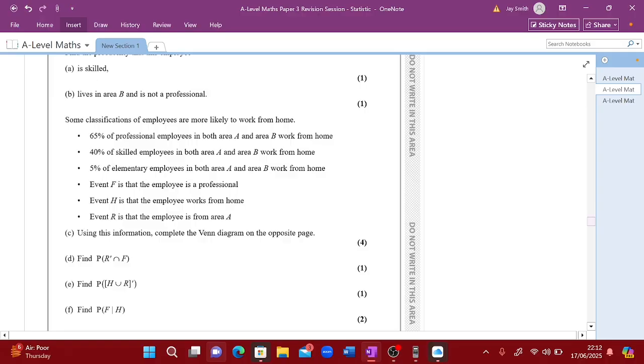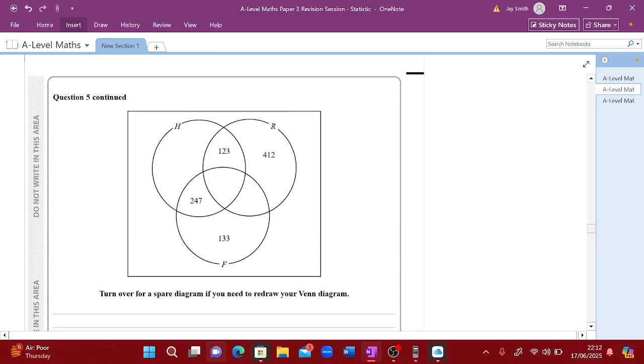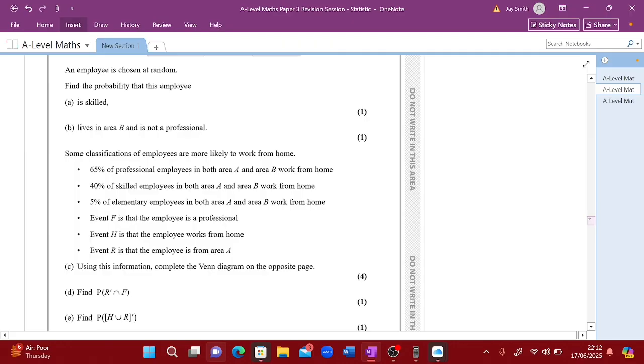Okay, so we need to fill this in with a Venn diagram. When I went over the papers, you need to work from the intersections first, and then work your way out. So here I work with the triple intersection, then I'll do the double intersections, and then the singles, and then I'll try to work on the outside last if I can. So first we're interested in the triple one. How many are in all three groups? We want an employee that's a professional, works from home, and is from area A.